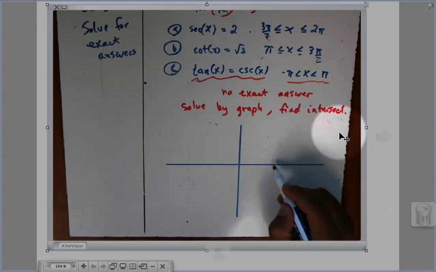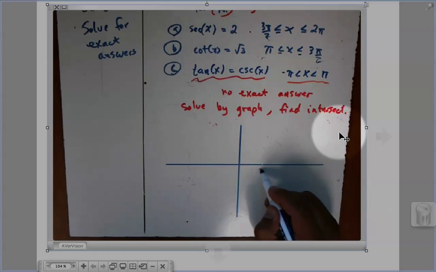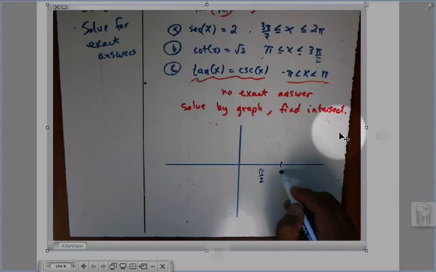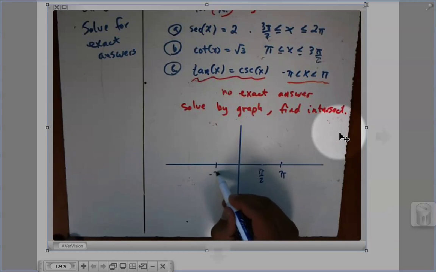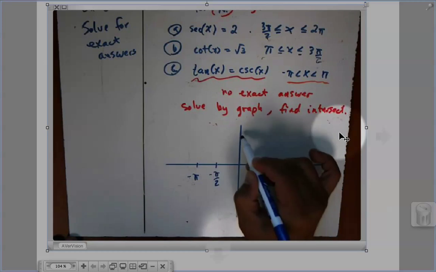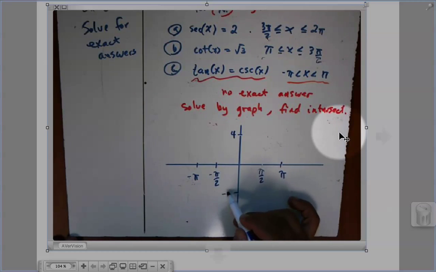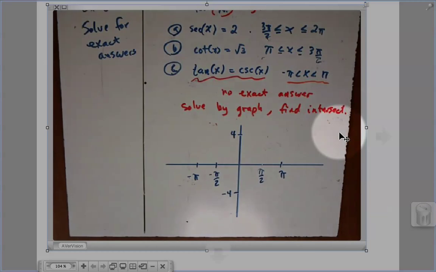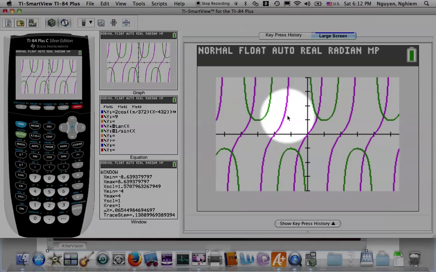And I only have to go out as far as, this is pi over 2. Just have to go out as far as pi. Negative pi over 2. This is negative pi. I'm going to put my scale on here in order to make complete sense of everything. And I'm going to graph using my grapher here to help me.